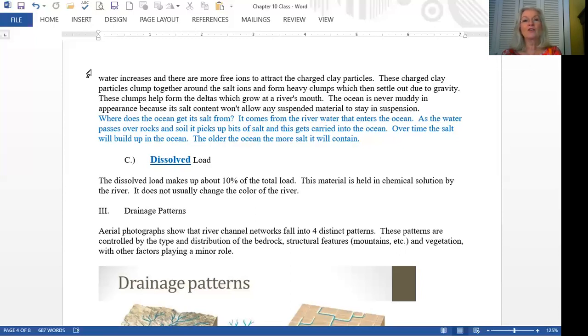Now, when the water in the ocean evaporates to make clouds and rain, the salt stays behind. And what that means is that the older the ocean, the more salty it will be. So we can tell something about the age of an ocean based on its salt content. If an ocean doesn't have very much salt in it at all, it's not considered to be very old. The older the body of water, the saltier it's going to be. So let's talk a little about that dissolved load.